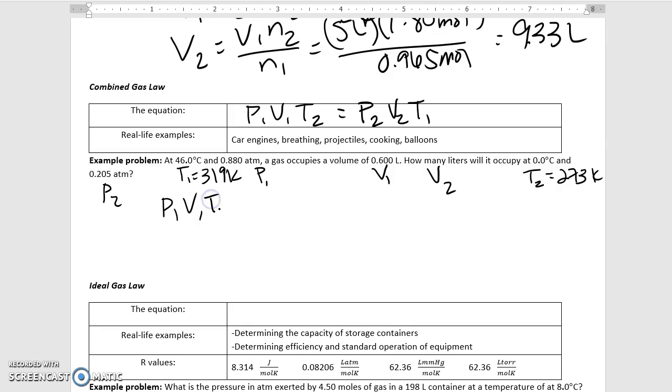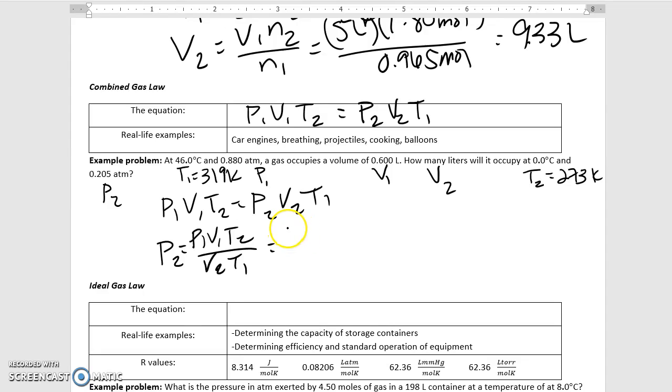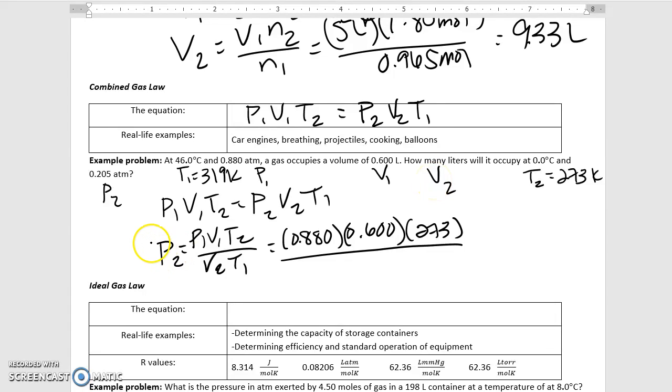P1 V1 T2 equals P2 V2 T1. I'm solving for P2. P2 is equal to P1 V1 T2 over V2 T1. All right, so looking here, I've got the first pressure I'm plugging in. That is 0.880. Got my first volume I'm plugging in, 0.600. My second temperature, which is 273, divided by my second volume. I'm sorry, we're actually solving for V2. My fault. Just change the V and the P. So I'm solving for my second pressure in here.